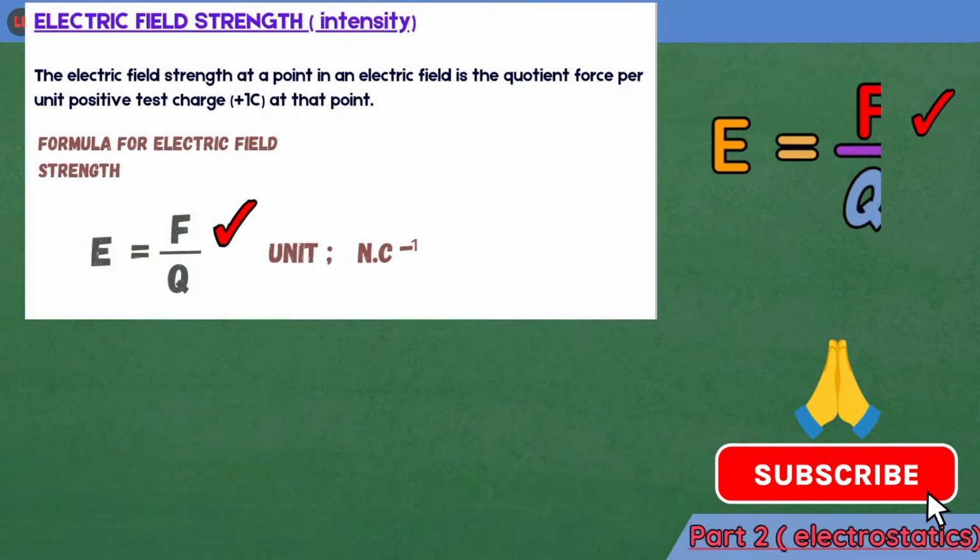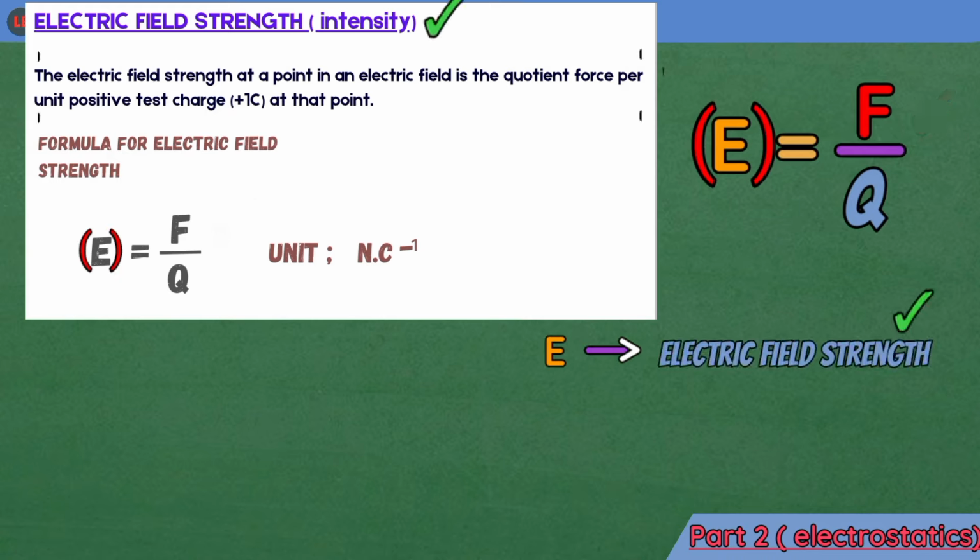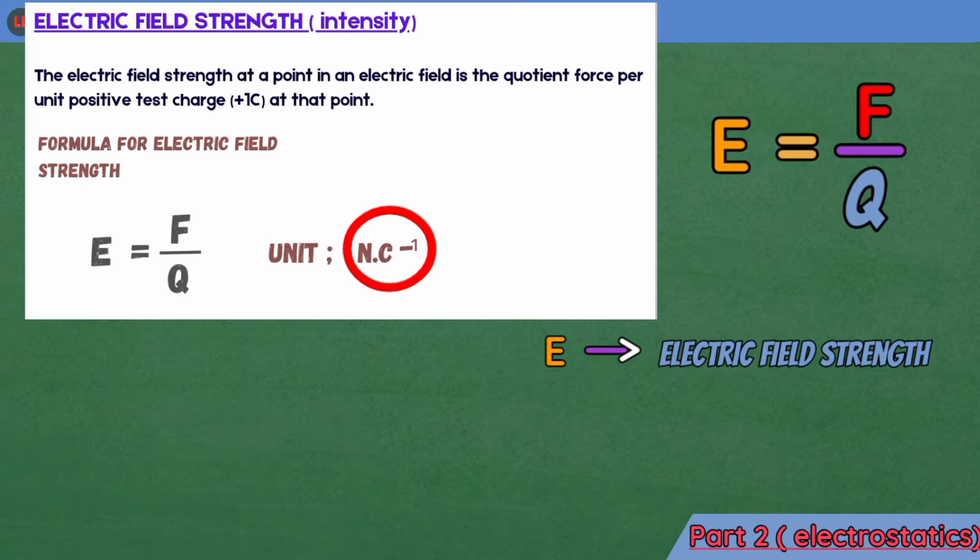Let us introduce this formula for electric field strength. The E represents electric field strength, which we can say, electric field strength at a point in an electric field is the quotient of force per unit positive test charge at the point. Note that electric field strength is a vector quantity and is measured in newton per coulomb.